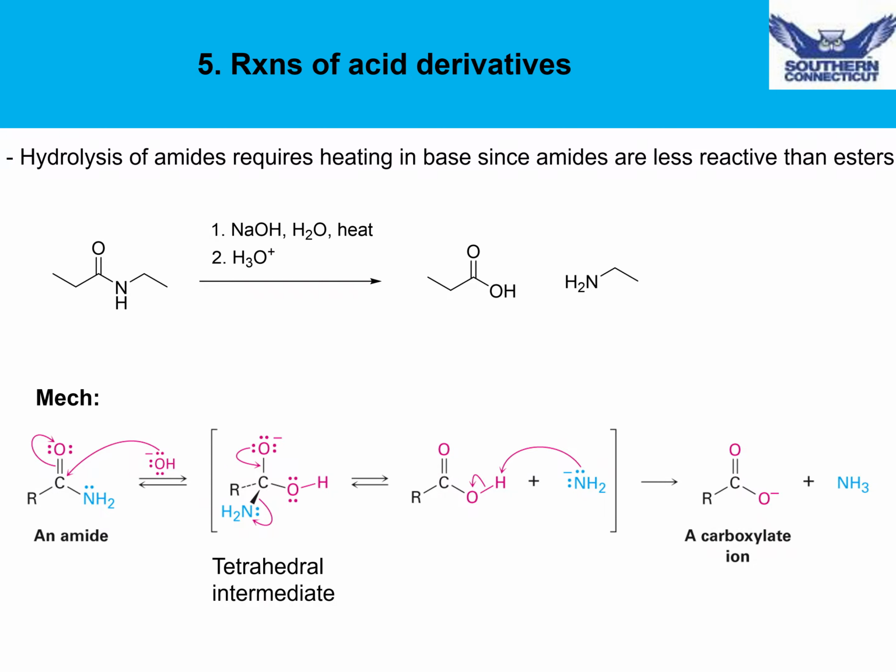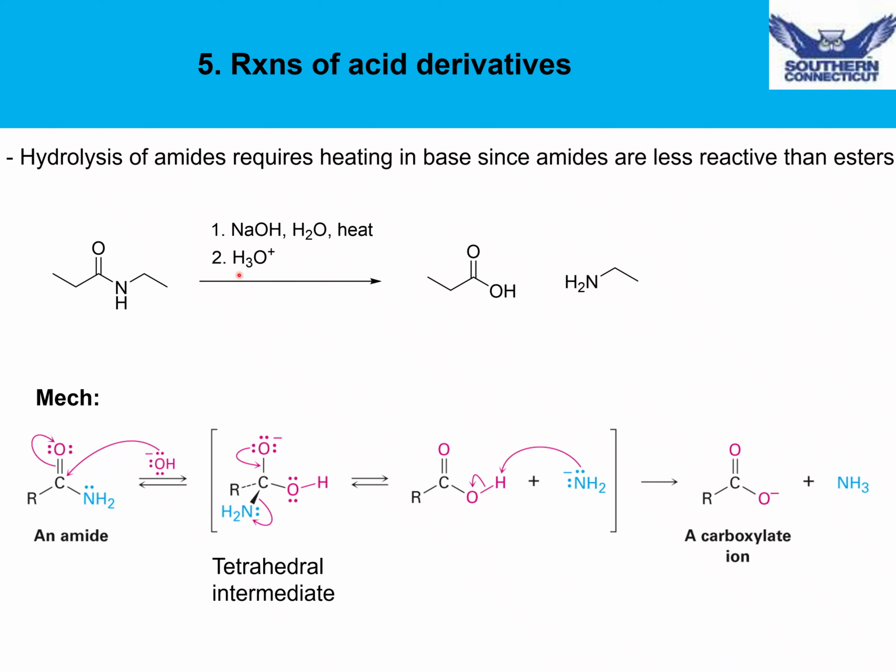Amides can be hydrolyzed under basic conditions as well. Typically, this reaction is done by heating the reaction, since amides are relatively unreactive compared to other acid derivatives. So as an example, if we take this amide, we can hydrolyze it with sodium hydroxide, water, by heating. So this carbonyl becomes a carboxylic acid, which is propanoic acid. The amine leaving group is eliminated as an amine, so we end up with a primary amine.